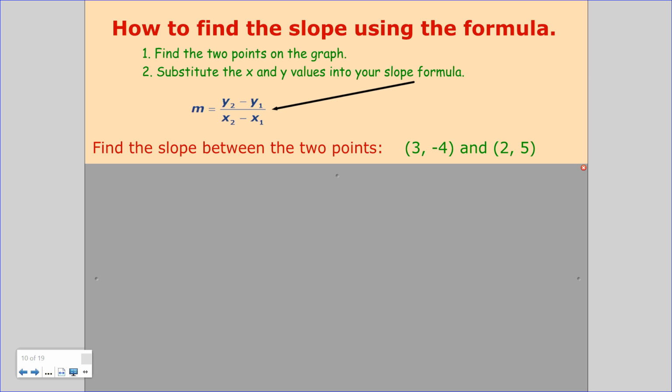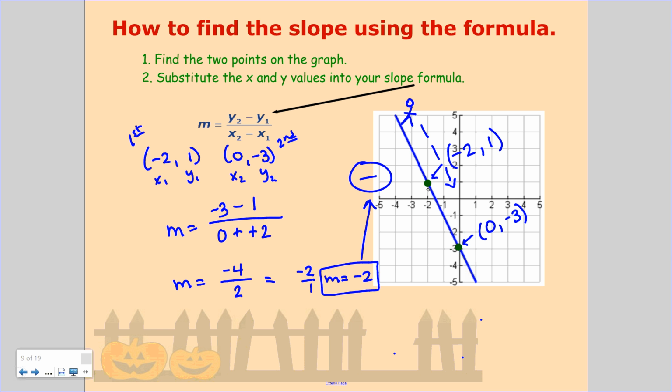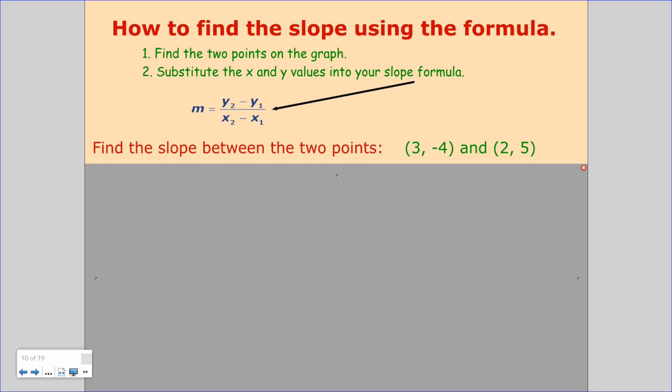All right, let's try another one. So this time we're given 2 points, but we are not given a graph of the line. So you would not be able to check the slope like we may have here. Here we could have counted down and over and seen that it was a rise of negative 4, a run of positive 2, and checked using our rise over run that it was negative 2. Here we're not given the graph.